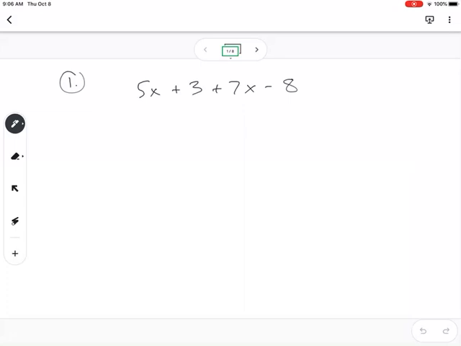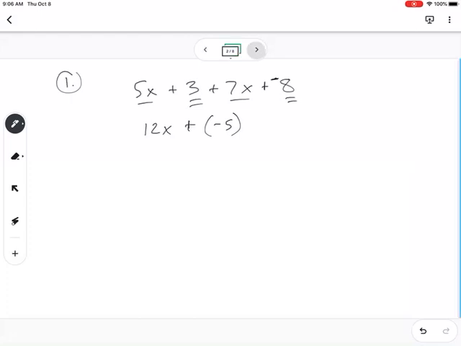So, the first thing that I'm going to do on every problem is change subtraction to addition. I think it avoids a common mistake. Sometimes it's not essential, but sometimes it is, and so I always err on the side of just do it. So change this to plus the opposite. Now we can identify like terms. All my terms are covered. 5x plus 7x is 12x. 3 plus negative 8 is negative 5. So some variation of 12x plus negative 5 or 12x minus 5.